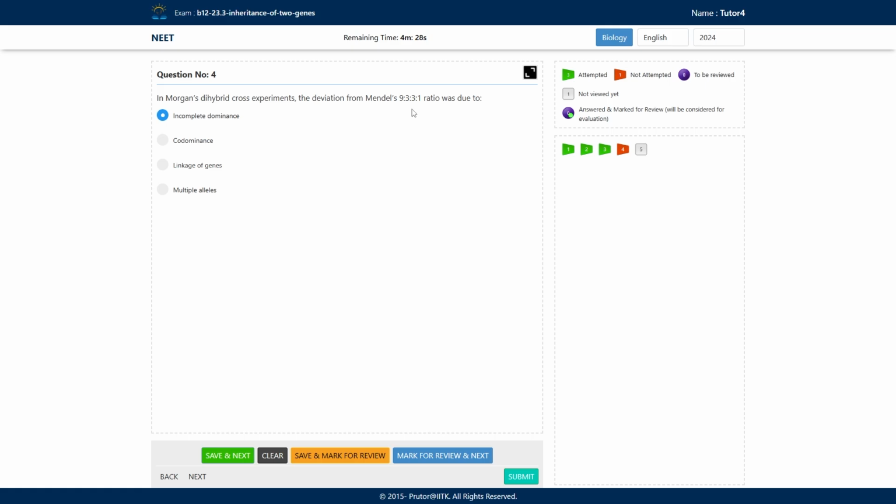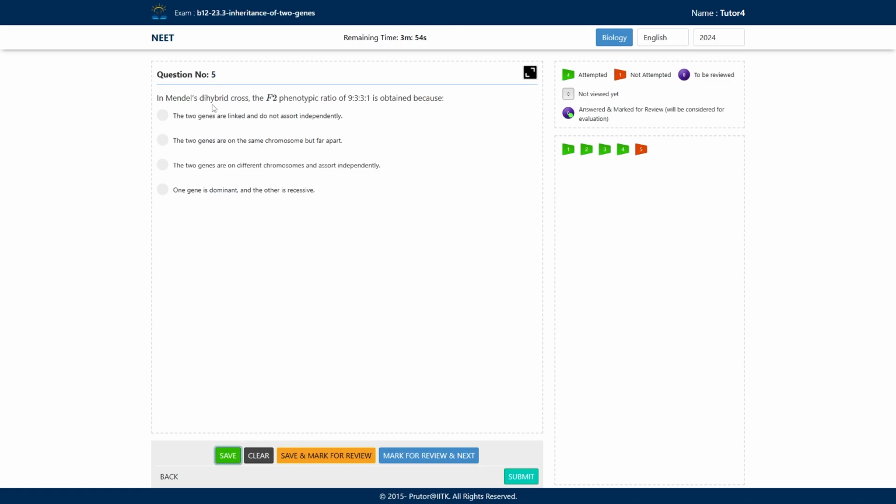So why was there deviation from this 9:3:3:1 ratio? Was it due to incomplete dominance, codominance, linkage of gene, or multiple alleles? What will be the correct answer here? Okay, the correct answer was linkage of genes. So genes were linked together. When the genes are linked together, they are inherited together, and the typical ratio 9:3:3:1 is not observed.